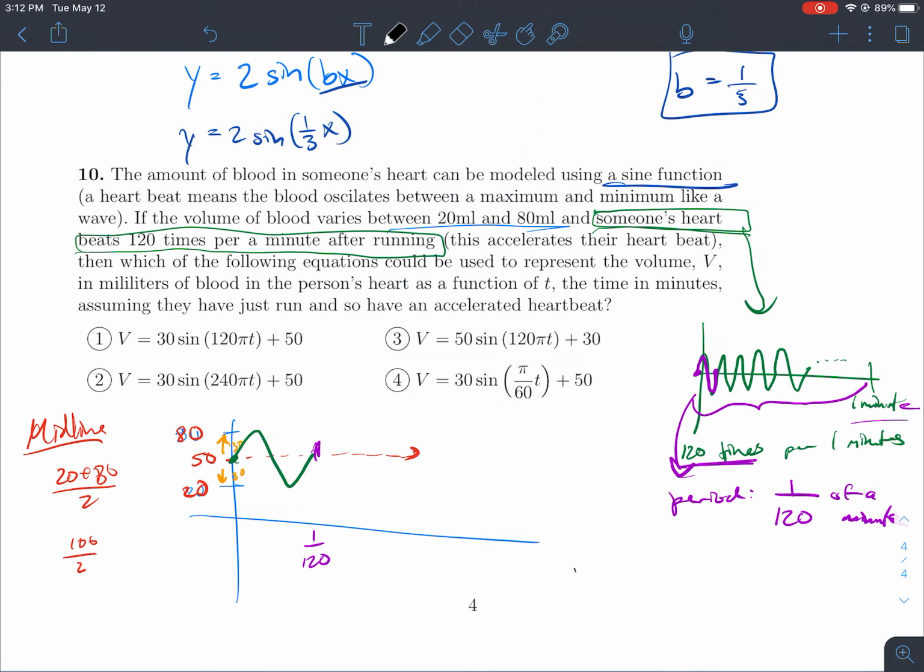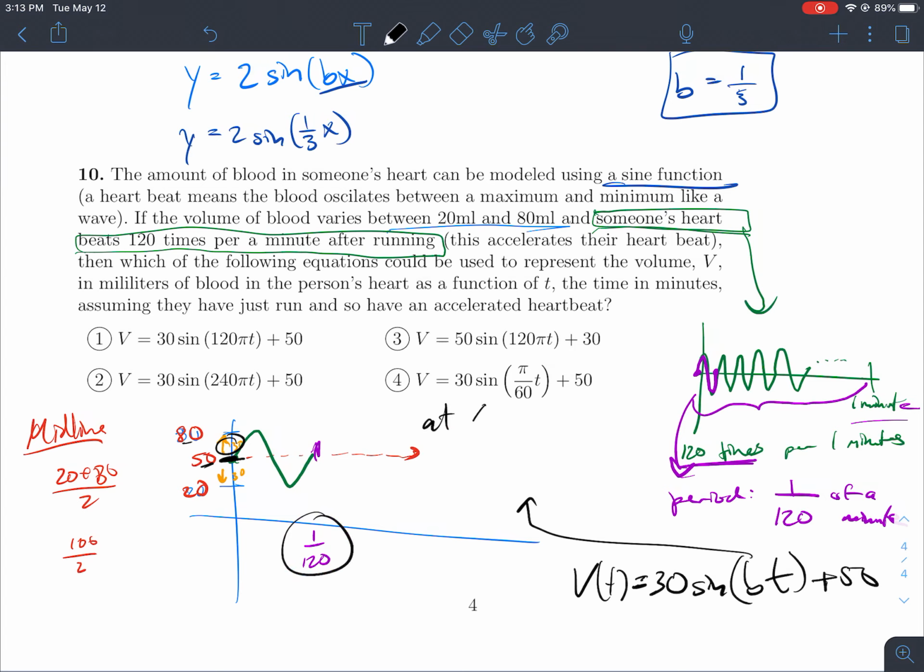All right, so putting it all together, let's get our equation. V of t, the volume of blood as a function of time, is amplitude. From 50 to 80, we saw that that was 30. The amplitude is 30. Sine function. B is a little tricky to figure out, so we'll come back to that in a second. Then t is time. And the midline is at 50 this time, so we have to add 50.